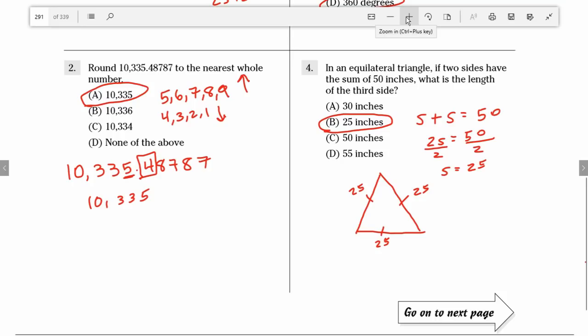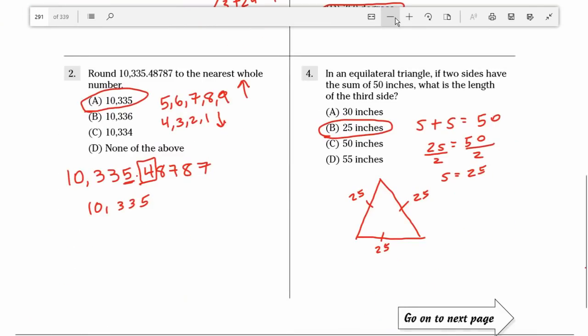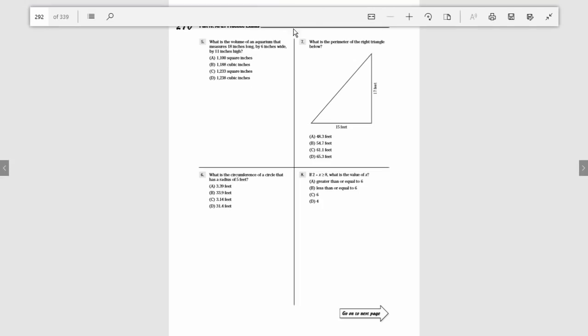Let's go to the next page. Come on. Okay, let's zoom in.